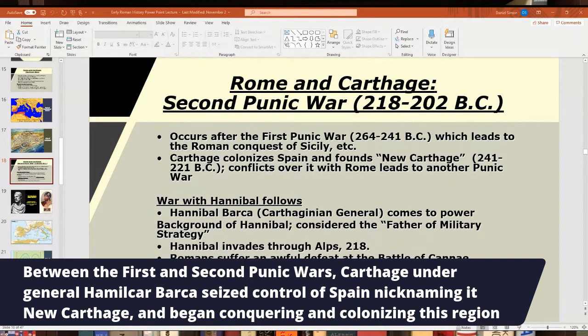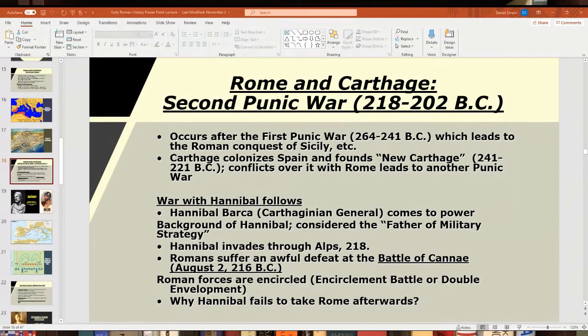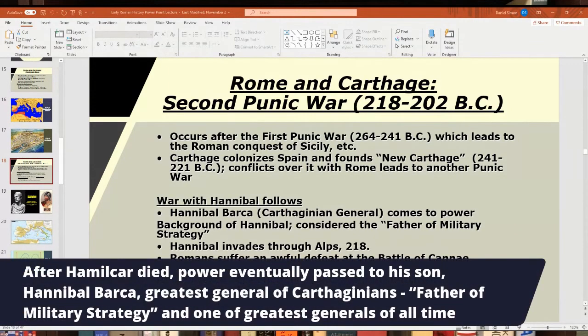sometime in the 240s, he crossed into Spain and began conquering it and colonizing it. The Carthaginians later called that area of Spain New Carthage. The Romans called it Hispania, which is where the word Spain comes from. What happened was Hamilcar died, and power eventually passed to his son, whose name was Hannibal Barca.